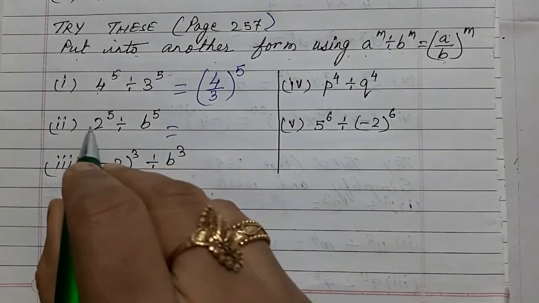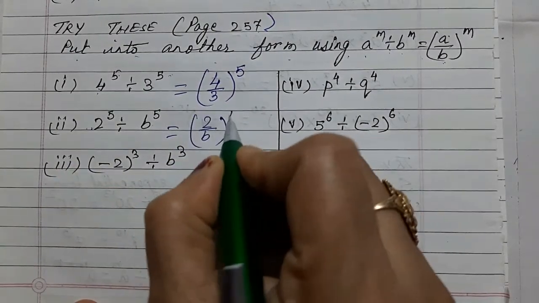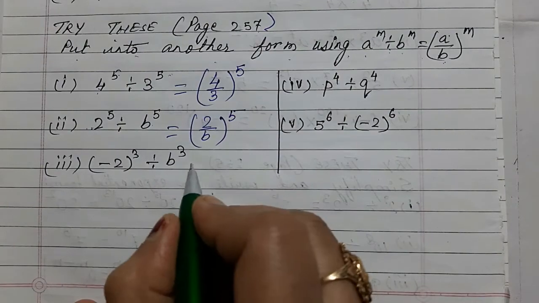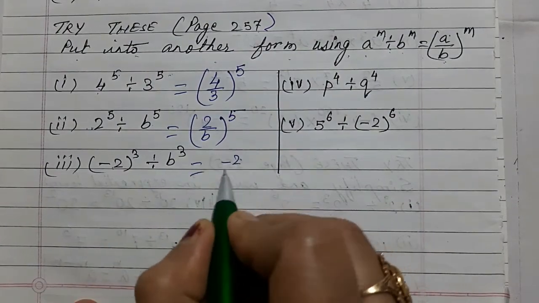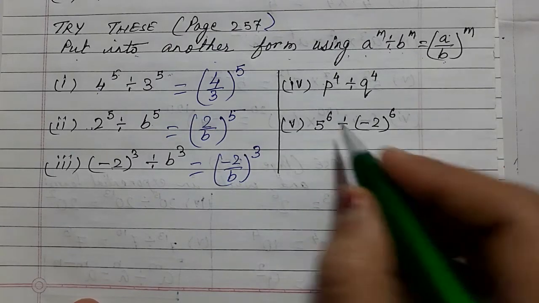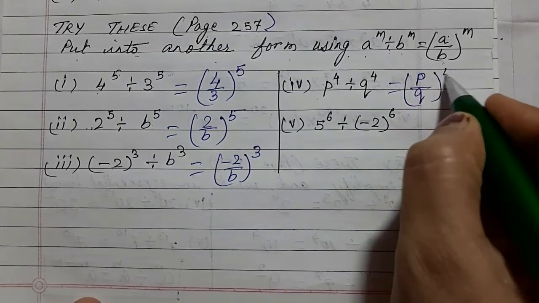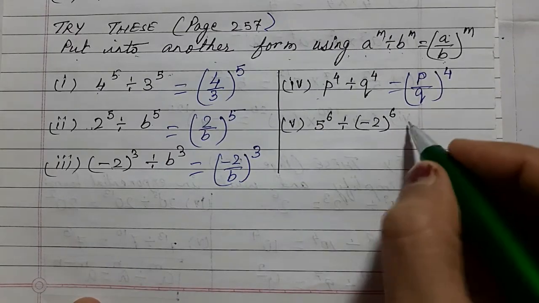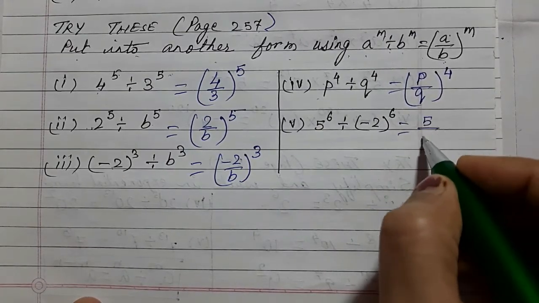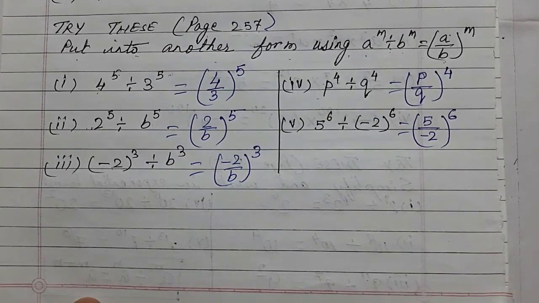Second one, 2 divided by b, exponent 5. Third one, minus 2 divided by b, 3. p by q raised to the power 4. 5 upon minus 2 raised to the power 6.